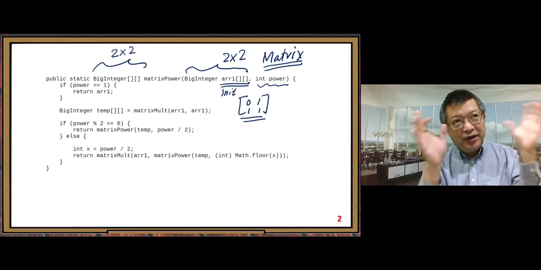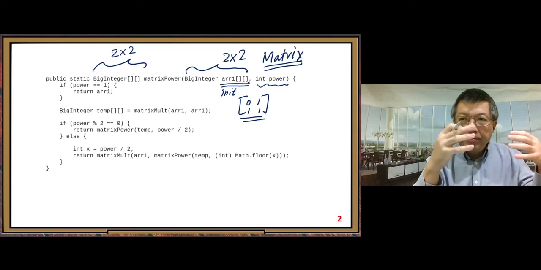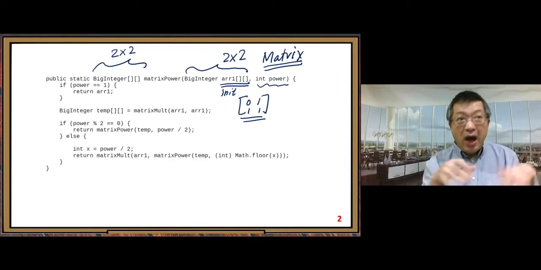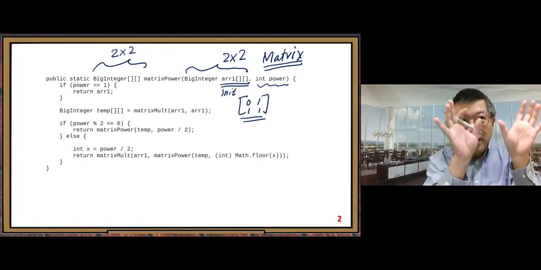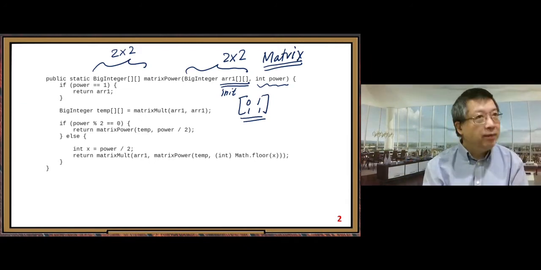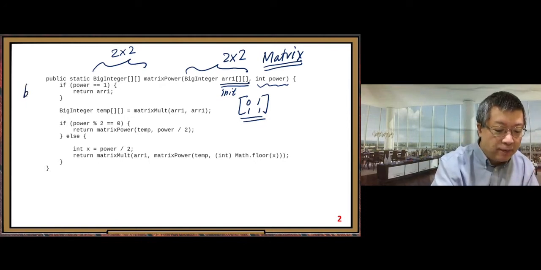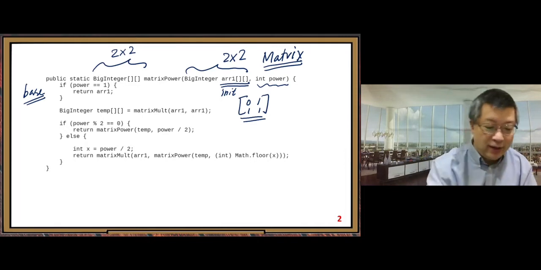When we use it recursively, we take care of the even and odd cases. Even is easy, we can split evenly, right? But for odd, we cannot split evenly, but there is an extra step we can do to make it up. So let's look at the logic. First, this is the base case. When power equals 1, just return ARR1. That's simple.